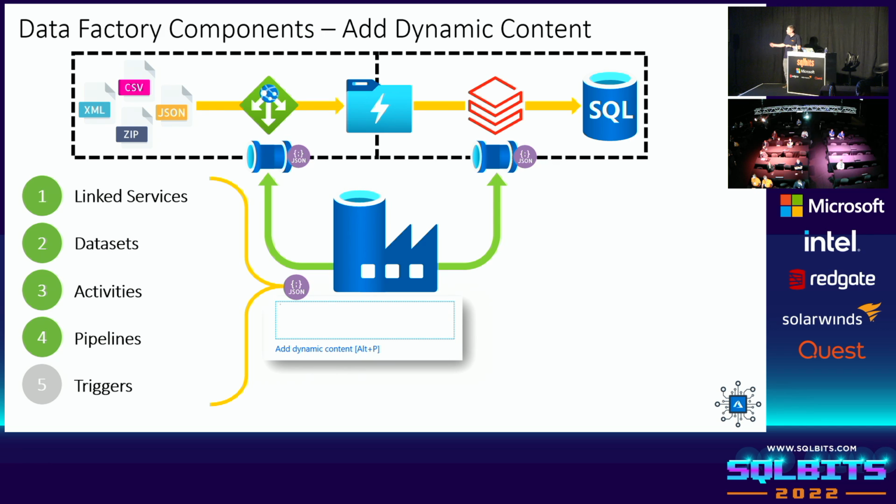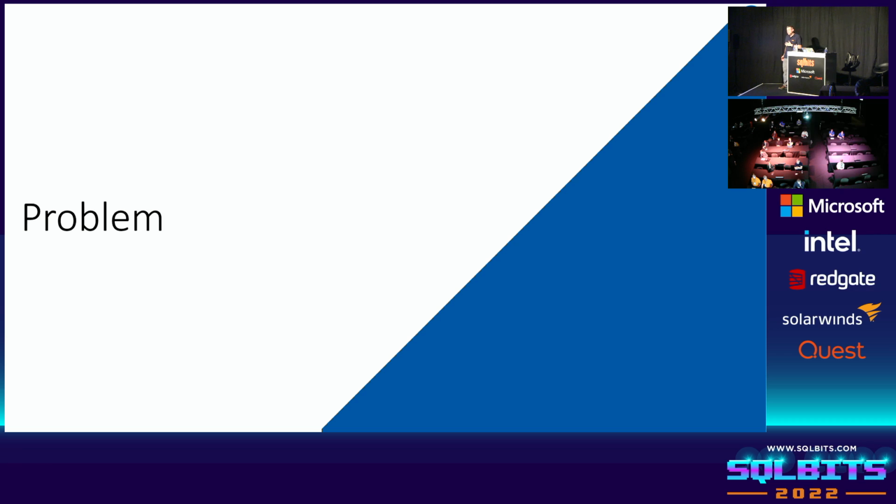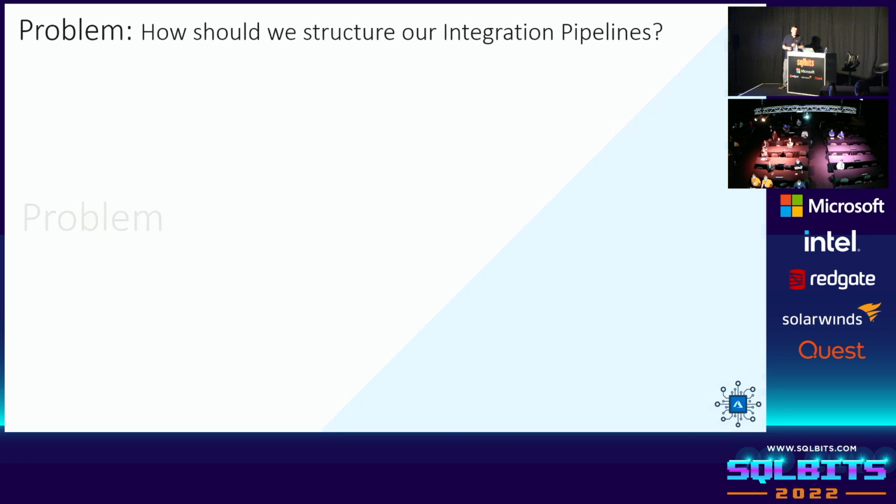Okay. So, quick introduction, quick recap of our Data Factory. If we then pivot and turn our attention to the main thing that I want to talk about in this session, it is a simple problem. A simple problem of, well, if we've got lots of these pipelines, how do we structure them? How do we structure them within a data factory or within many data factories?